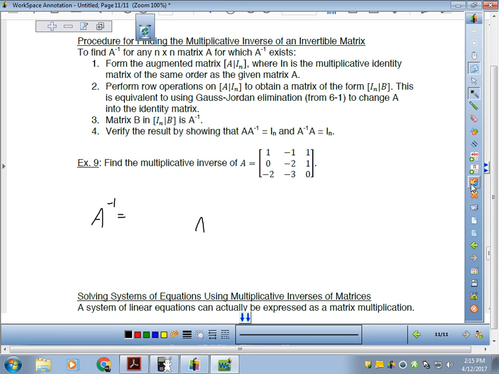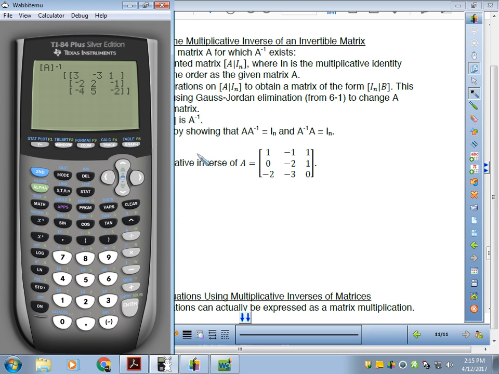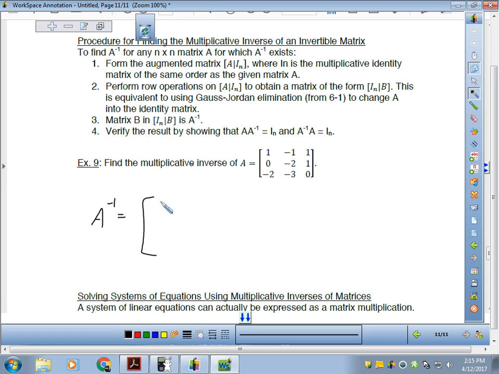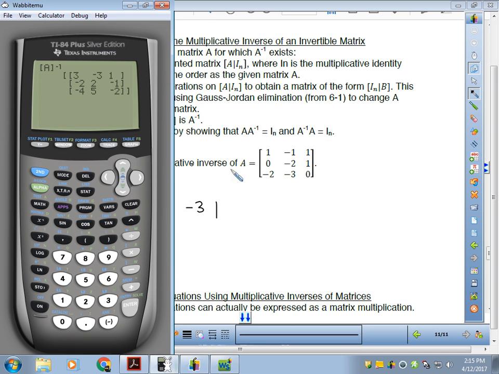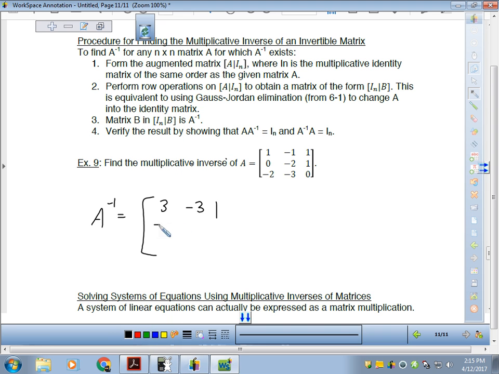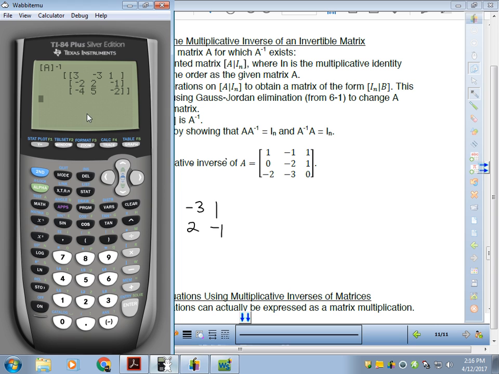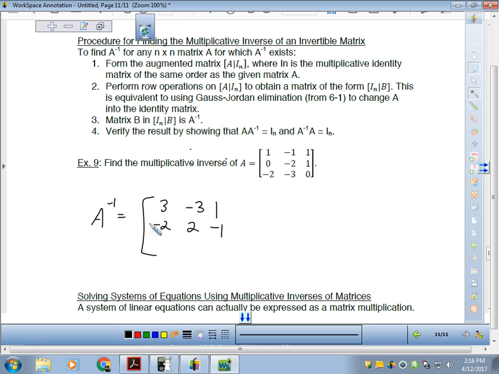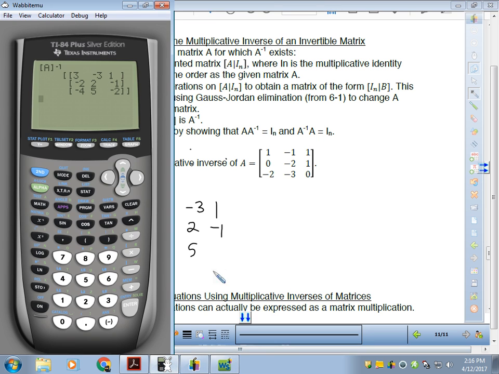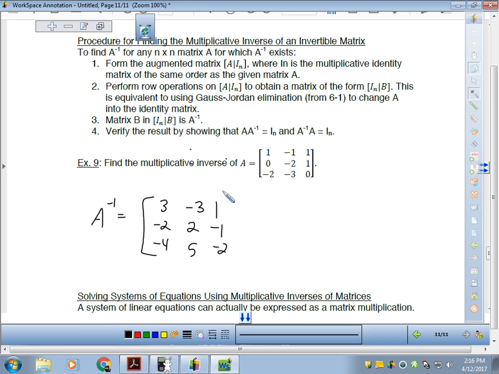Oops, and I already wrote that A, so I just need to copy down my matrix. So let's see, 3, negative 3, 1. Negative 2, 2, negative 1. Negative 4, 5, negative 2. Okay, so there is my inverse matrix.